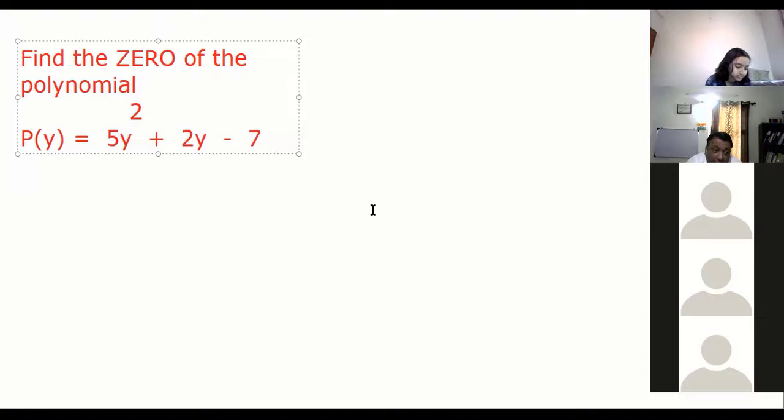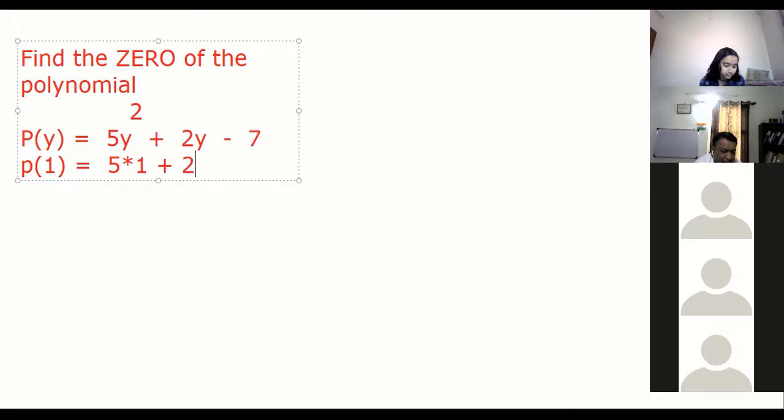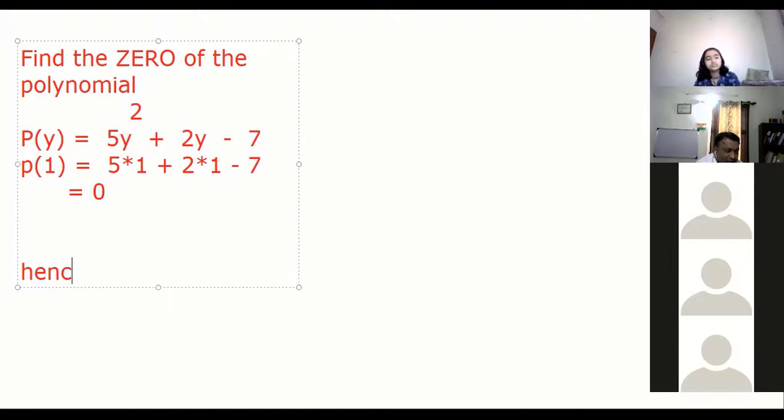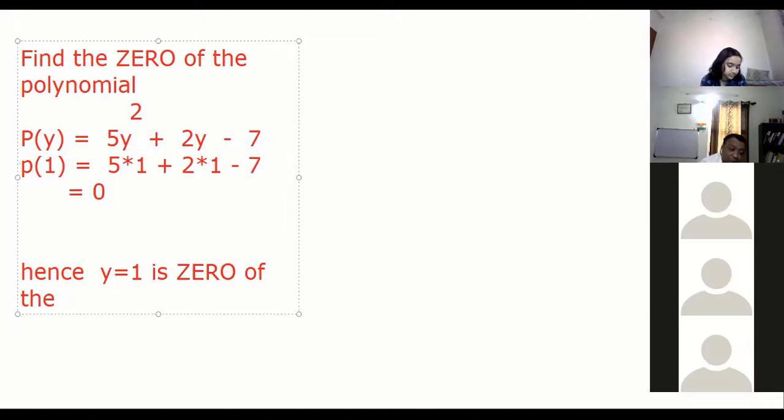Can you find out? You have to explore. Put y equal to 0 or y equal to 1 or y equal to minus 1 or 2 or minus 2 like that. Tell me what will be the zero of this polynomial? Again, we are doing only the concept. Sir, the answer is 1. So when you put y equal to 1, how much do you get? 5 into 1 square plus 2 into 1 minus 7 equal to 0. Hence, y equal to 1 is the zero of the polynomial. This zero means not that 0. The zero of the polynomial is the root of the polynomial.